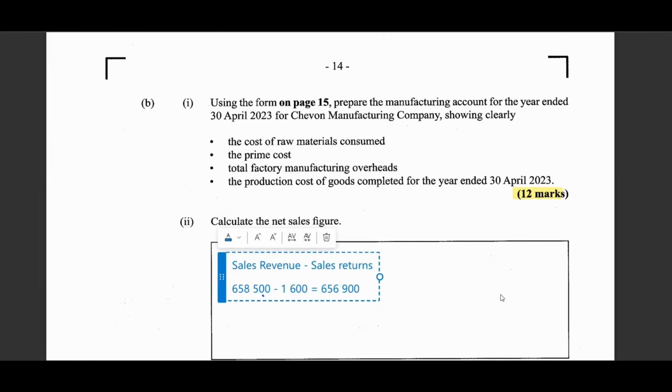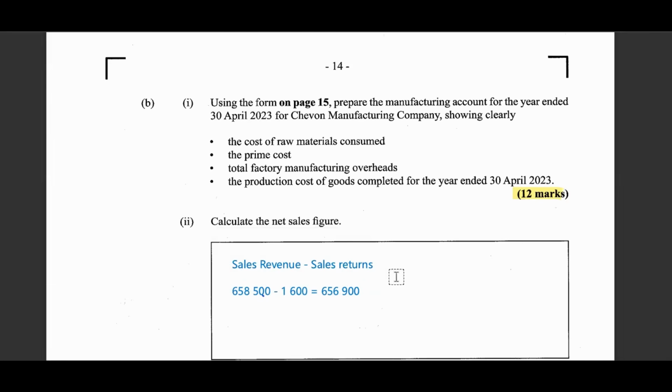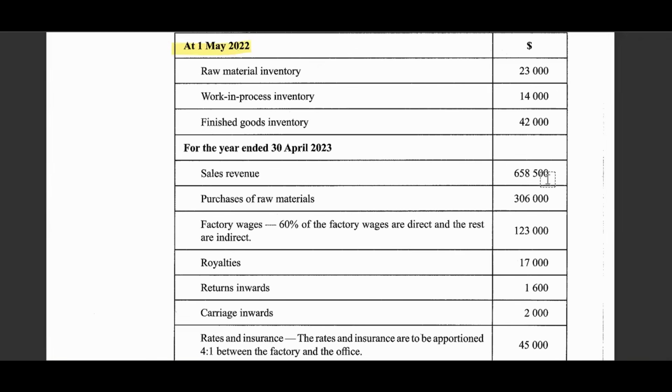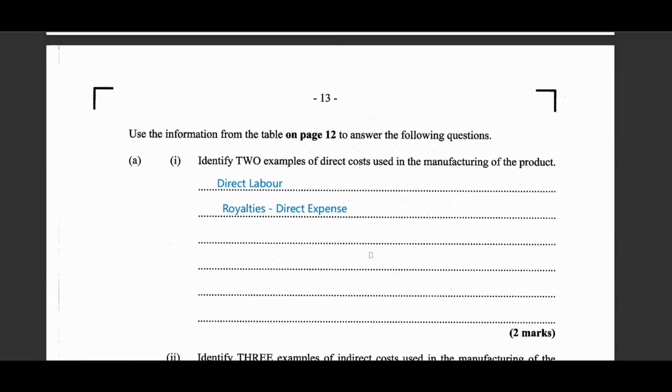Right, and that was your answer right there, guys. Check it out. Sales revenue 658,500. So that's sales returns 1,600. I will give you a net sales. Just highlighting those values for you guys to check them out. There we go. Right, not bad. Right, so moving down.